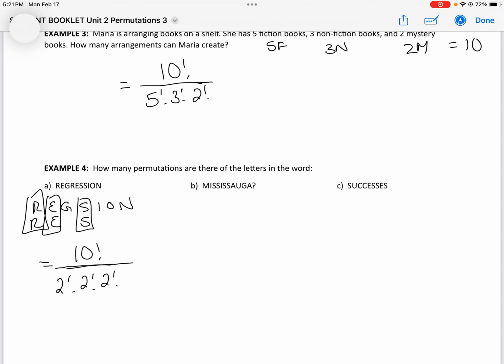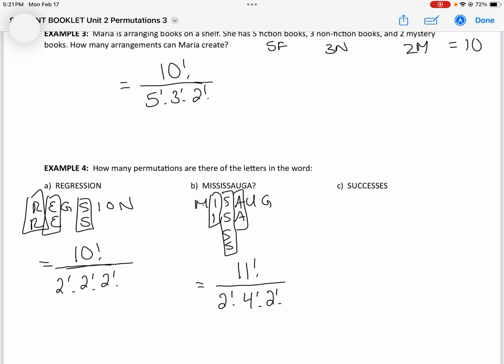Okay, let's do the same with Mississauga. M-I-S-S-I-S-S-A-U-G-A. So 1, 2, 3, 4, 5, 6, 7, 8, 9, 10, 11. Okay, so it's not 11 factorial because there are duplicates. We have 2 I's, so divide out 2 factorial. 4 S's, so that's a 4 factorial. And 2 A's, so that's a 2 factorial.